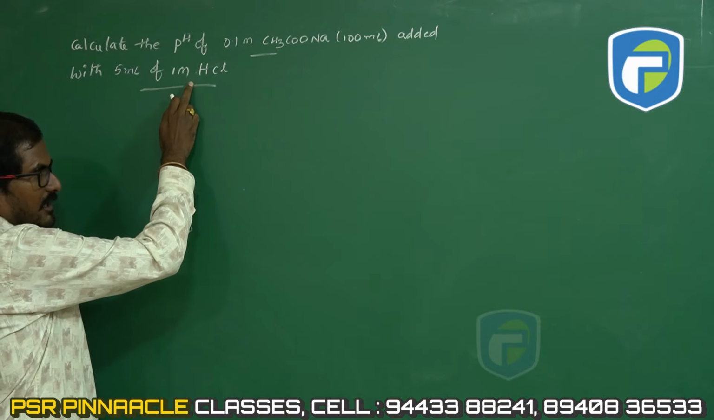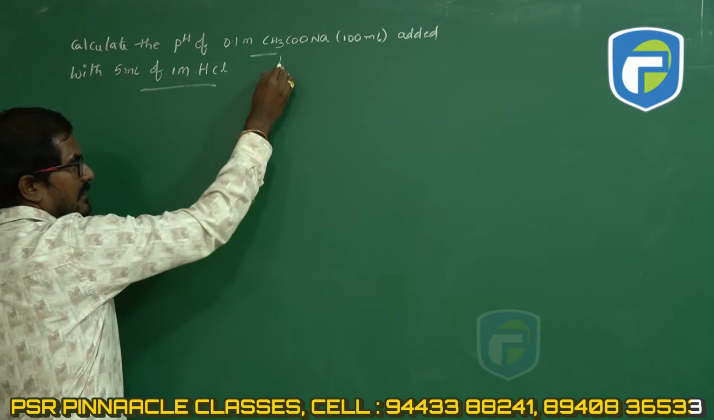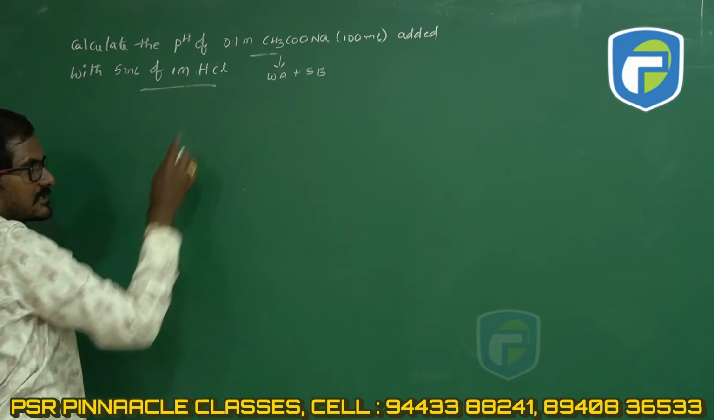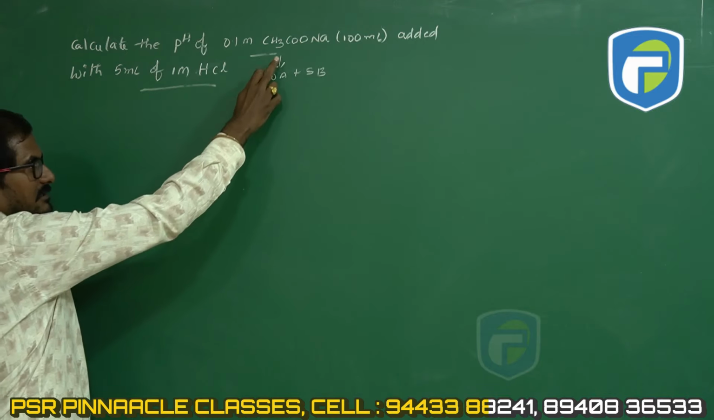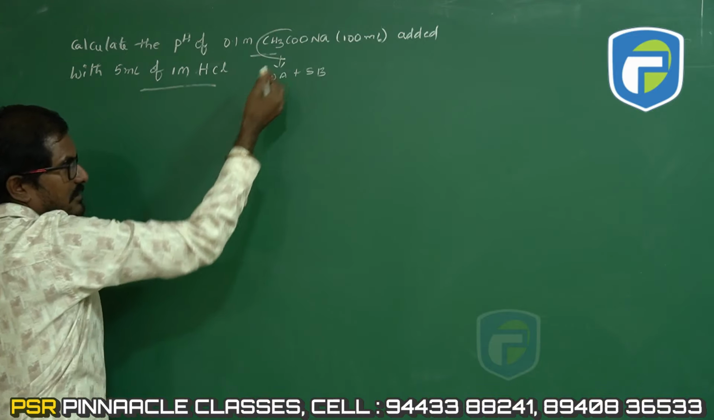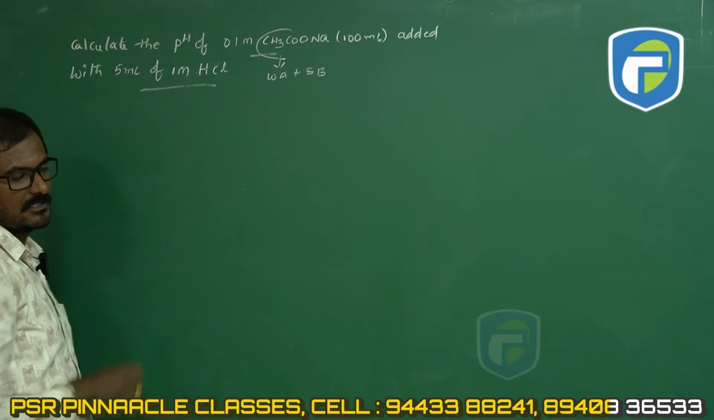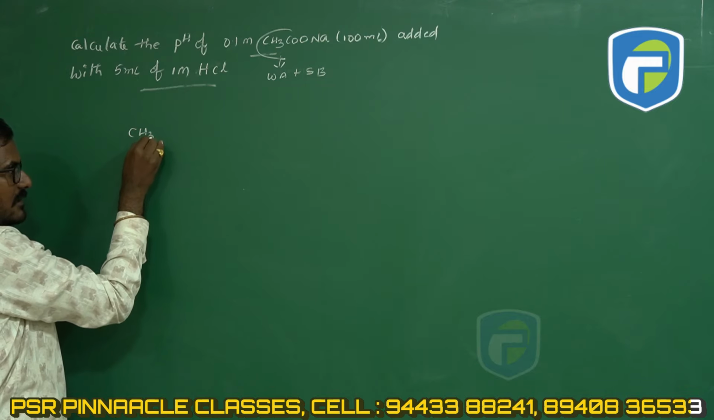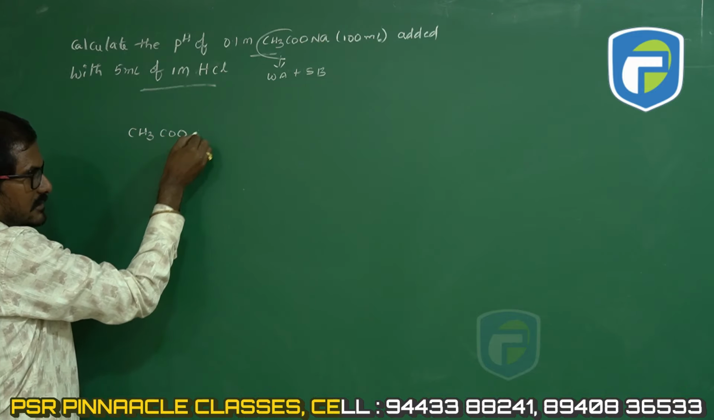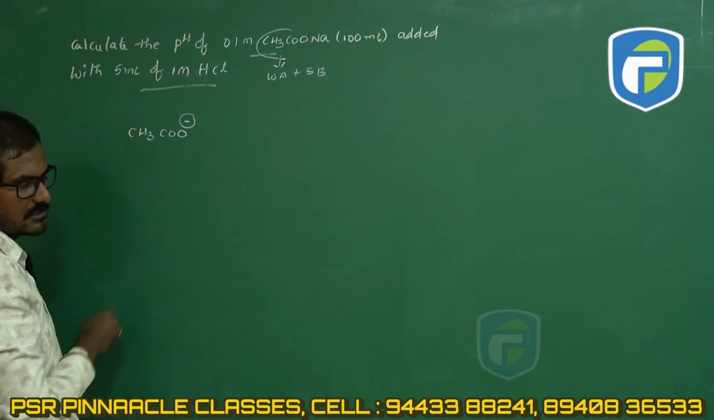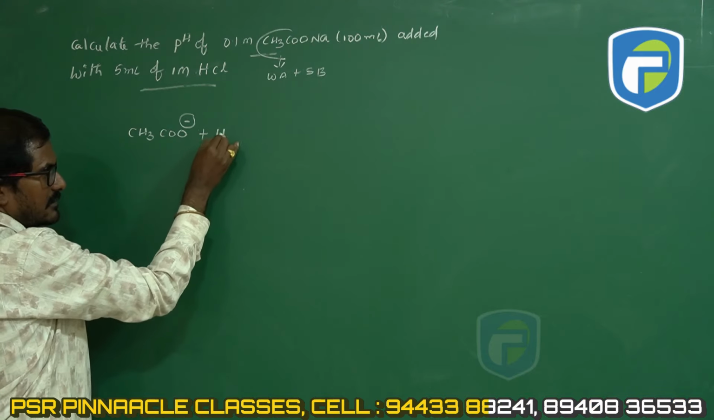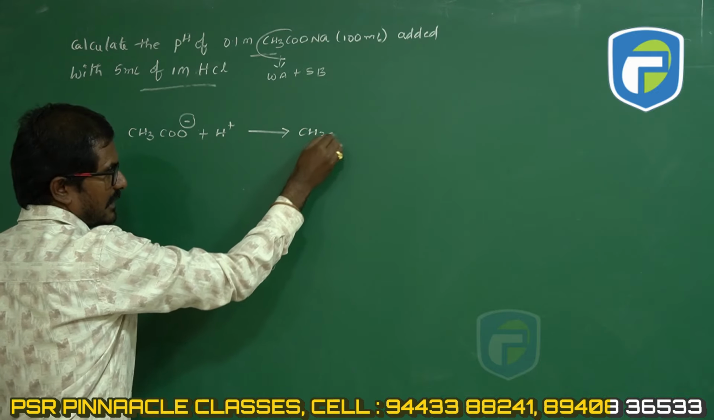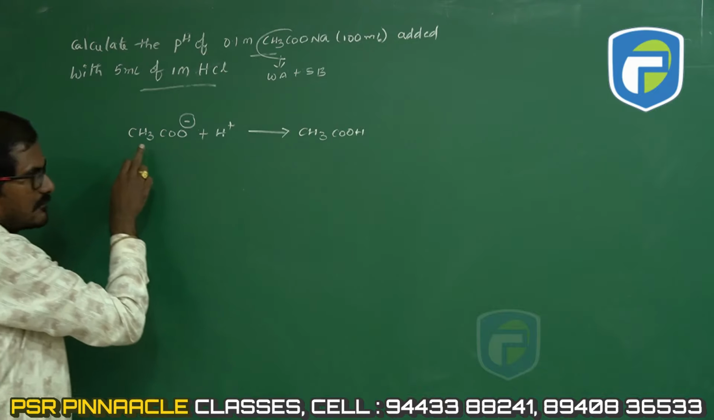Whenever you are adding strong acid to the salt of weak acid plus strong base, this salt present CH3COO minus will react with strong acid and produce weak acid. So reaction takes place. What is that reaction? The salt, that is CH3COONa, in that CH3COO minus will react with H plus of the strong acid and produce weak acid, acetic acid. Right. So it will produce what?